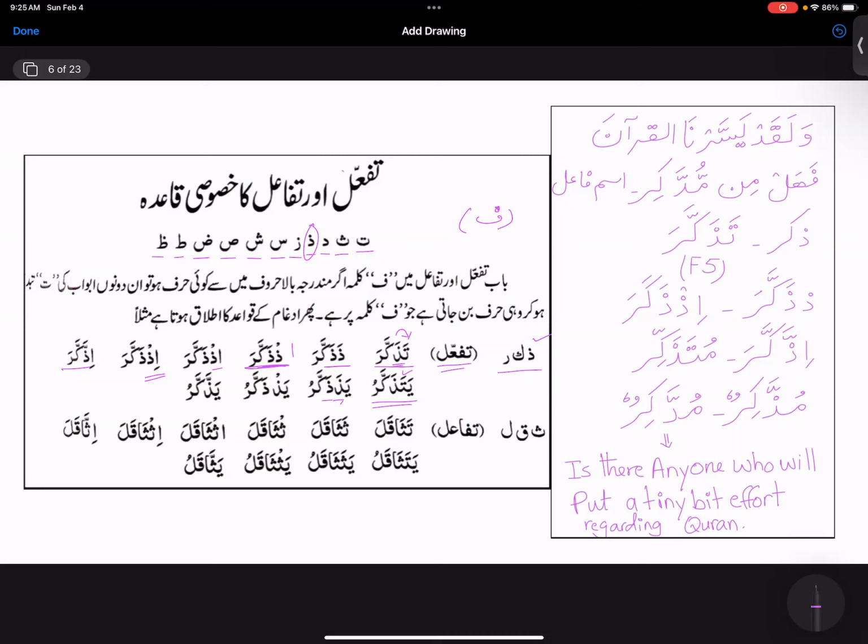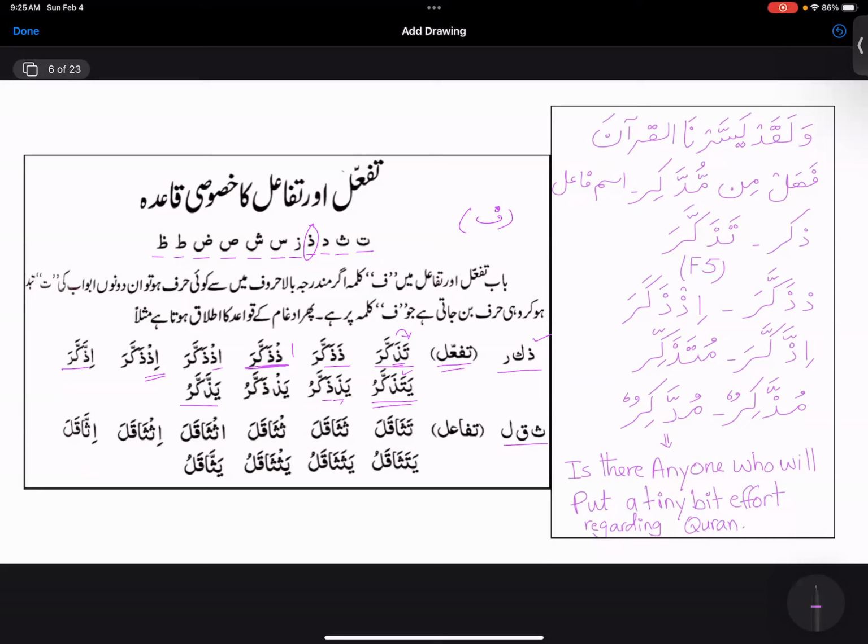And now we have yadzakaru. Okay, so again, zal will have a shadda. Exactly, 2 shaddas. Yes, so we can recognize it with the 2 shaddas. Okay, so that is family 5. Yadzakaru. Then another example, thaqala.